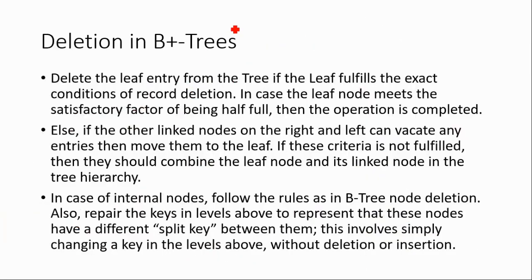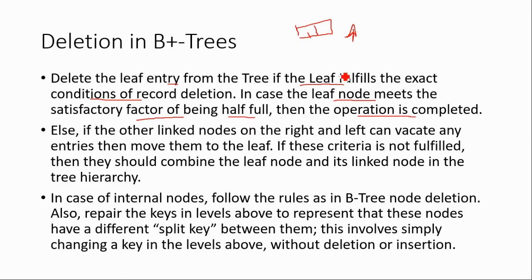Now deletion in B plus tree. Delete the entry from the leaf if the leaf fulfills the conditions of record deletion. In case the leaf node meets the condition of being at least half full, then the operation is completed. It is similar to the condition which we checked in B trees: if even after deleting the element from the node, the number of elements is more than the minimum required, then we can simply carry on with the deletion.